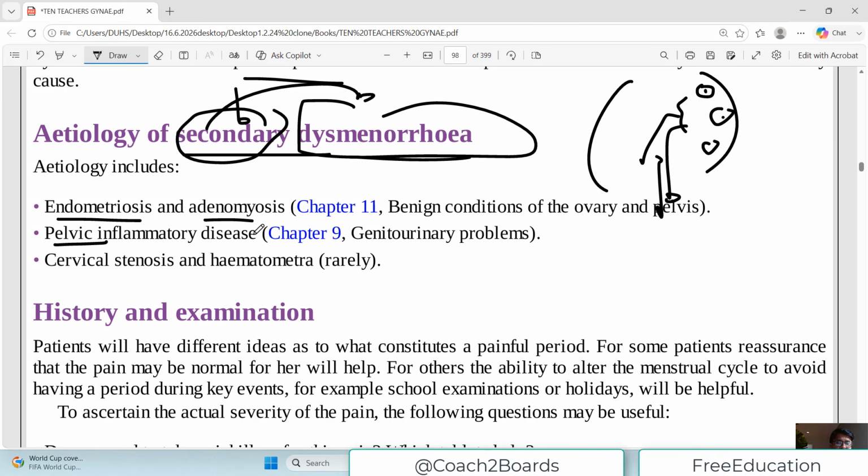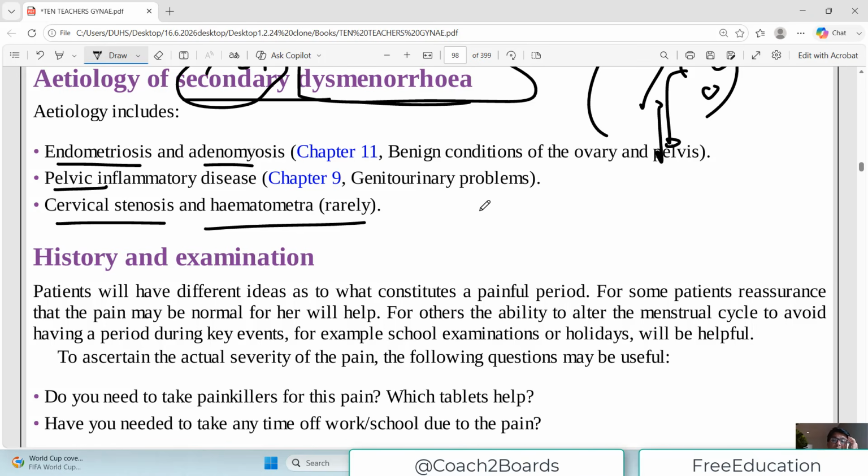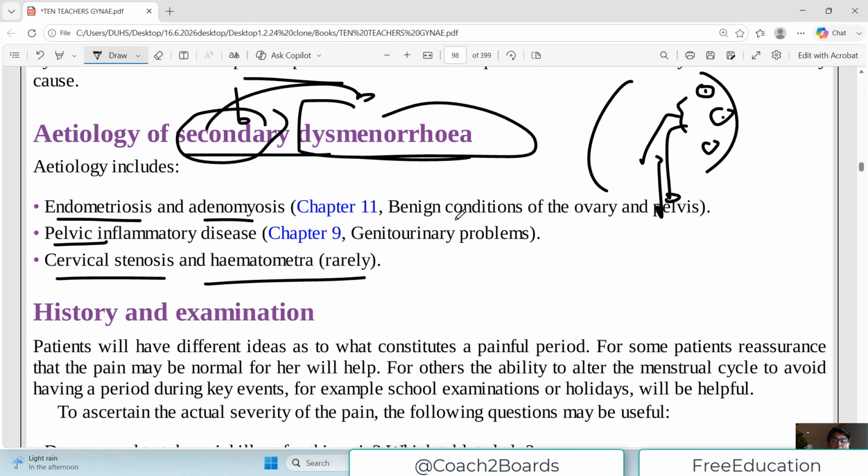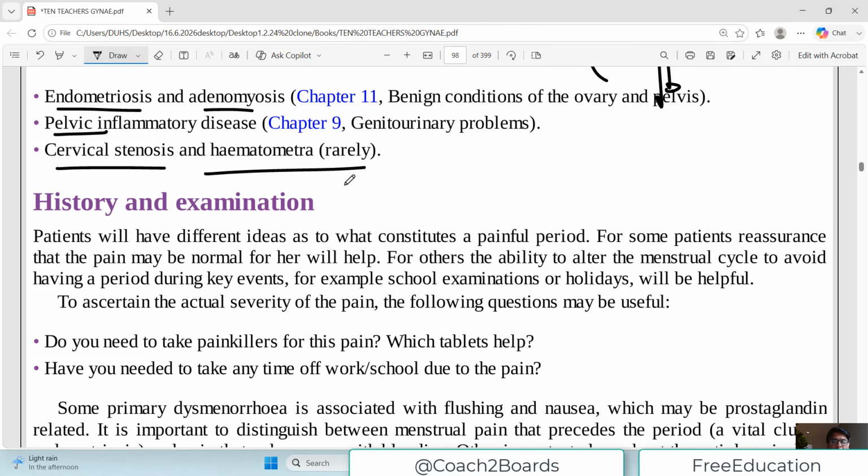There can be pelvic inflammatory disease. There can be cervical stenosis or hematometra. So there can be some pathology if there is severe pain which is not starting from day one and has suddenly, recently, been noticed. Secondary dysmenorrhea is not always, but many of the times, associated with pathology, right?